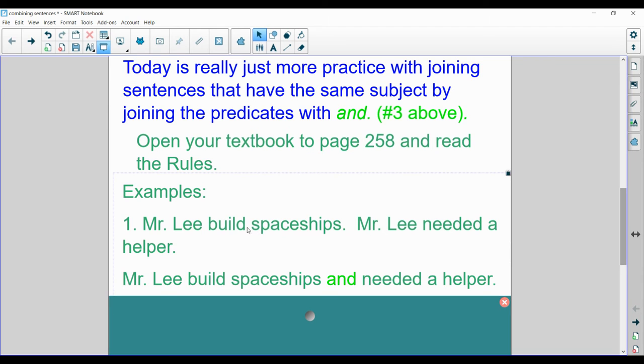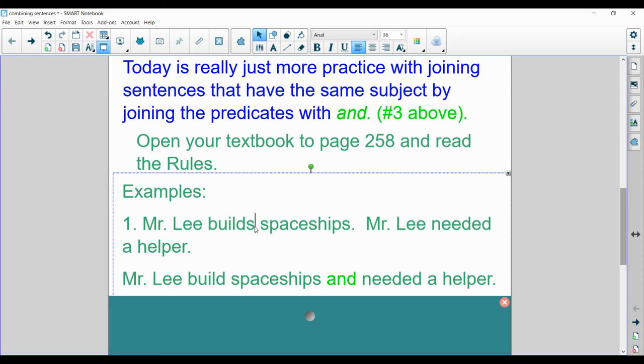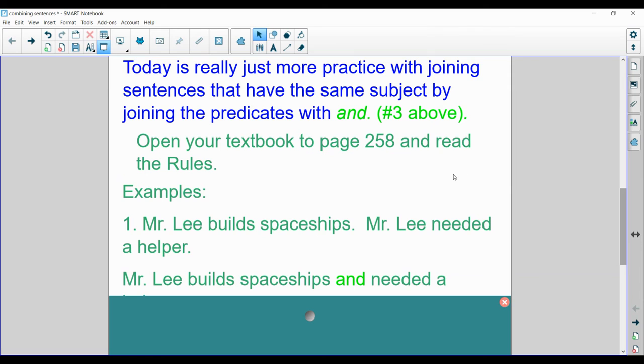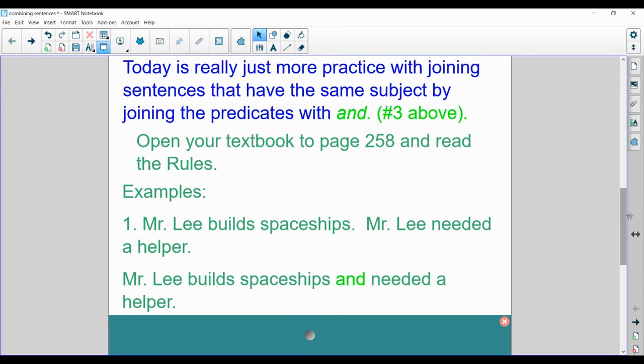I need to fix this and make that and unlock it. See, I even catch my own errors sometimes. Builds spaceships. Perfect. Mr. Lee builds spaceships. Mr. Lee needed a helper. Mr. Lee builds spaceships and needed a helper. That's number one.